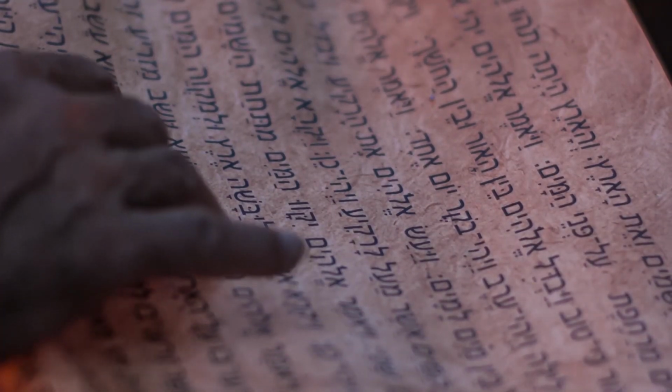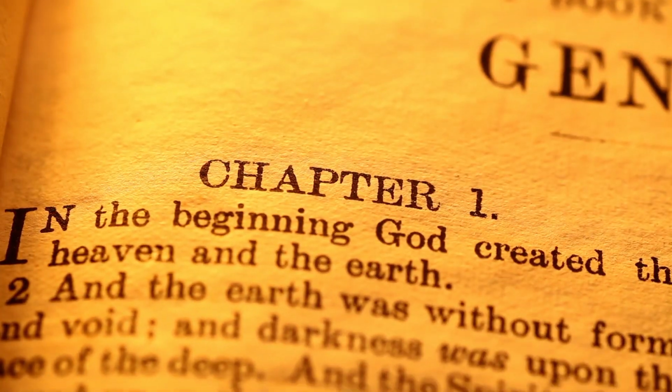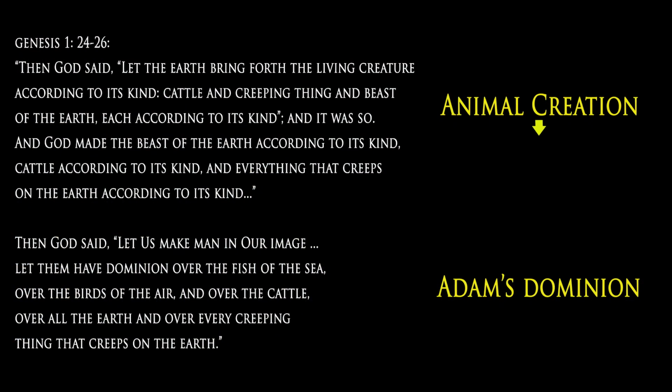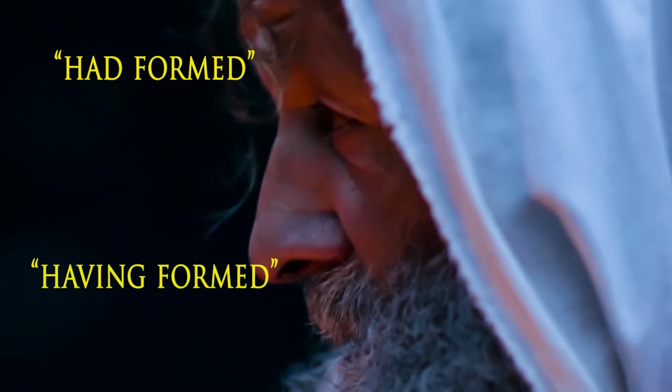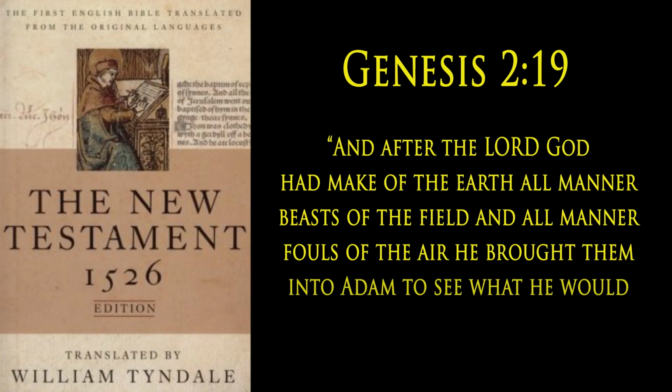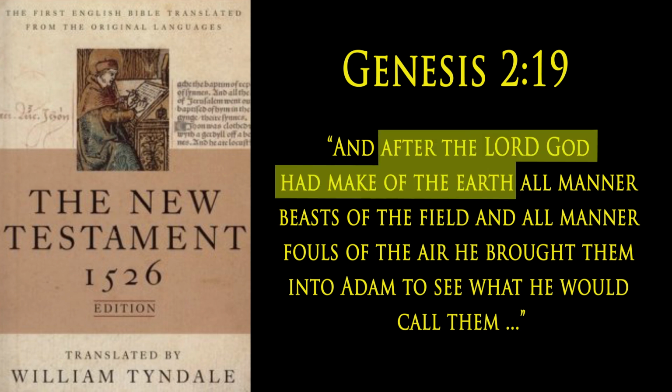In Hebrew, the precise tense of a verb is determined by the context. Genesis 1 makes it clear that the animals were created before Adam, so Hebrew scholars would have understood the verb formed to mean had formed or having formed, which is how many Bible translations state this passage, including Tyndale's translation, which predates the King James. Moreover, Hebrew verbs focus on completeness of action, not past, present, future temporality. So they don't have tense like English verbs. Instead, the past, present, future of an action verb is determined by context.